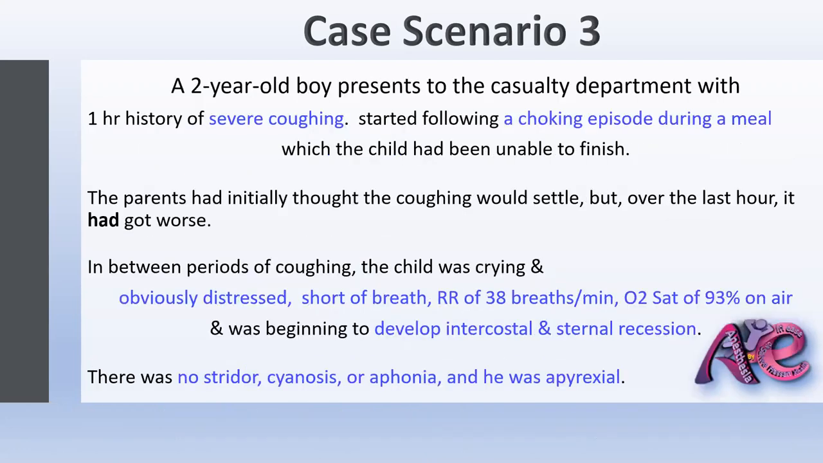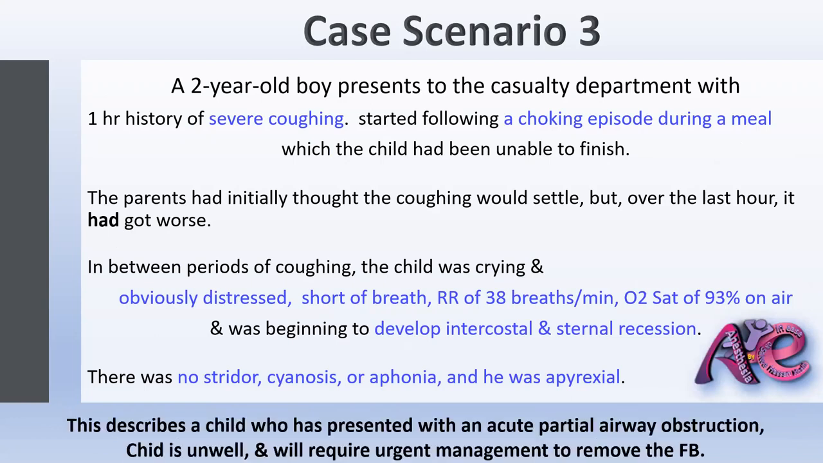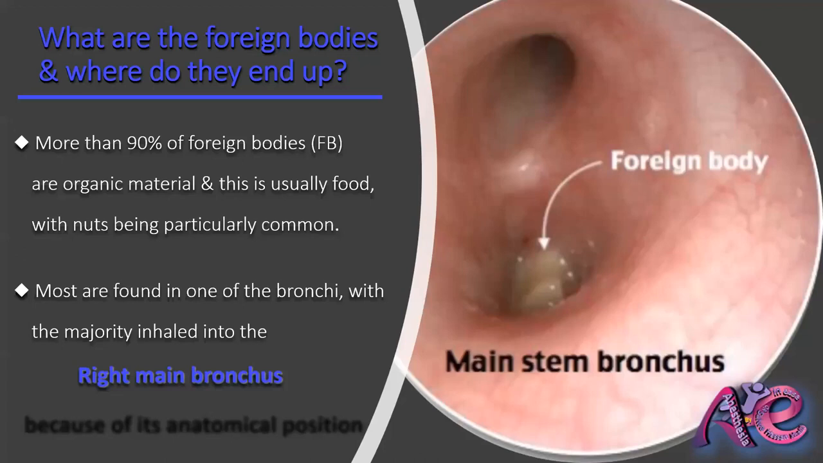The third case scenario here is a rapidly progressive scenario. This describes a child who had presented with acute partial airway obstruction. This child is in distress. He is unwell and will require urgent management to remove the foreign body.